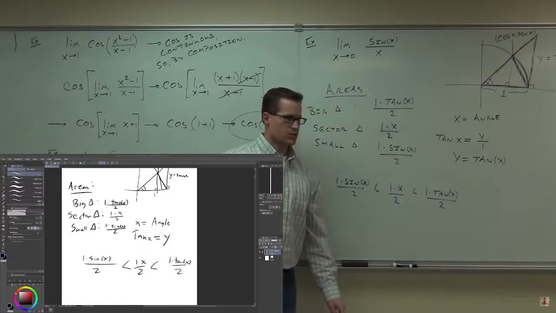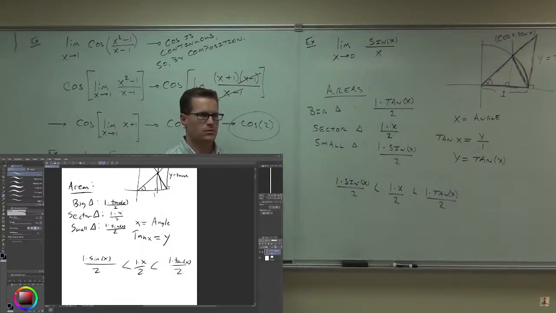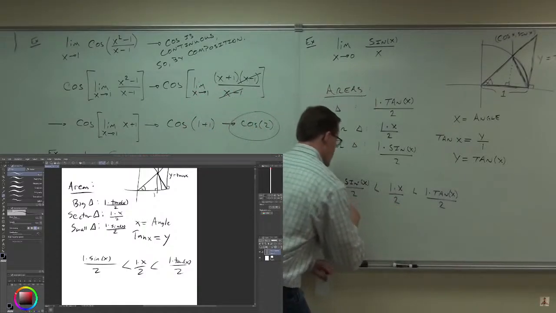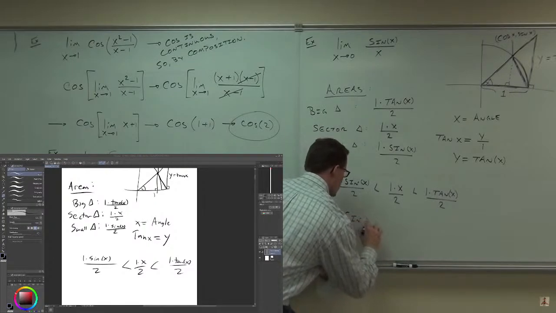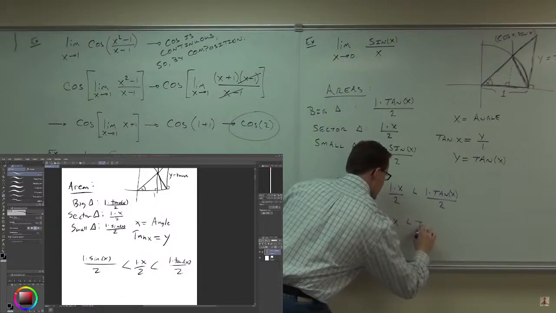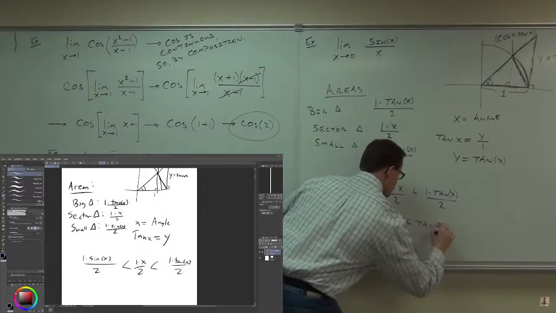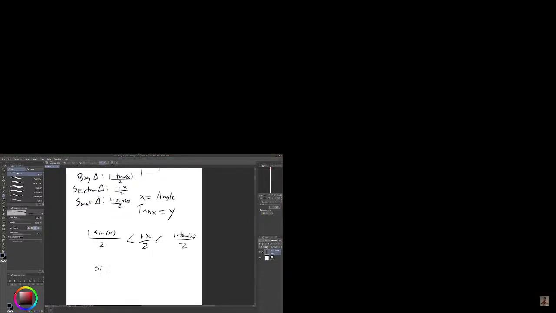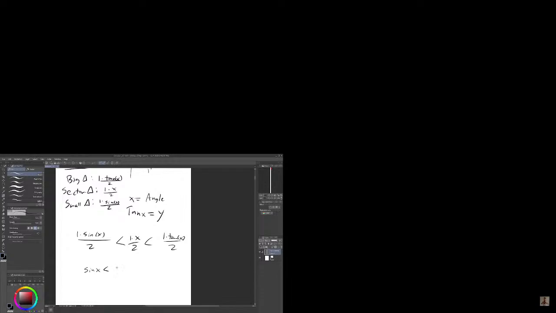What can I do to the 2's? If I multiply all those inequalities by 2, which is legal, what happens to the 2's? The 2's are gone. So I'm going to change this into sine x is less than x is less than tan x. Some basic algebra. You okay with that so far?